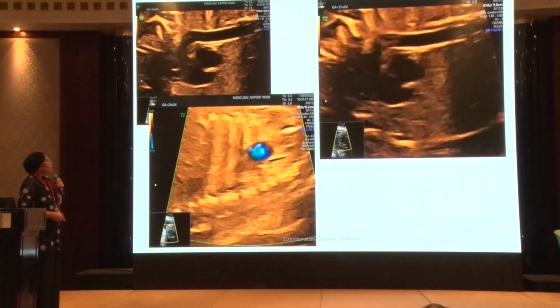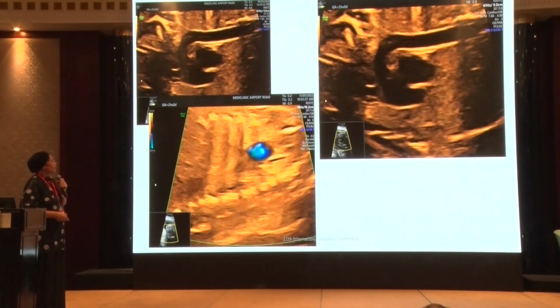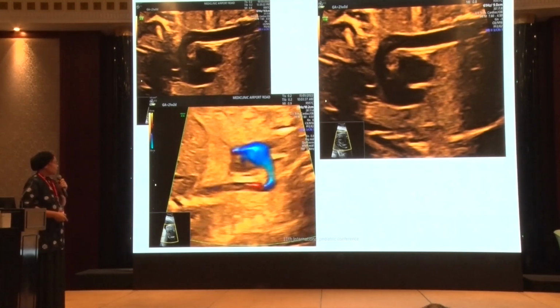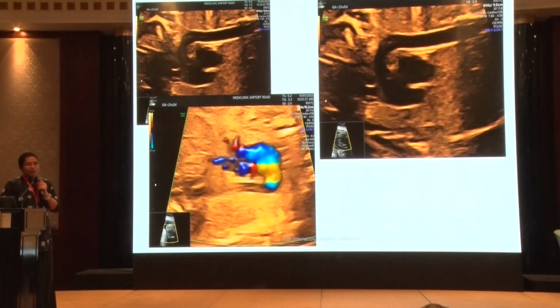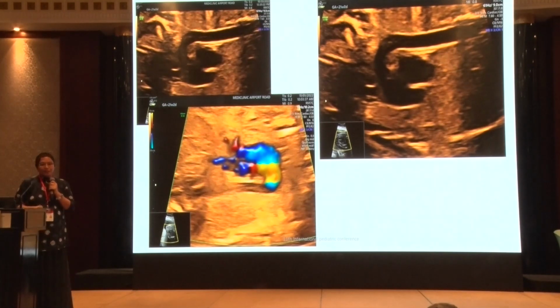So here you can see that's a huge vessel. It's a single arch here. So we are almost certain that this is the diagnosis, but obviously, you know, this should be confirmed by postnatal cardiology.